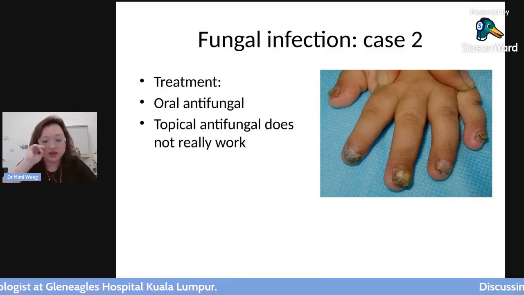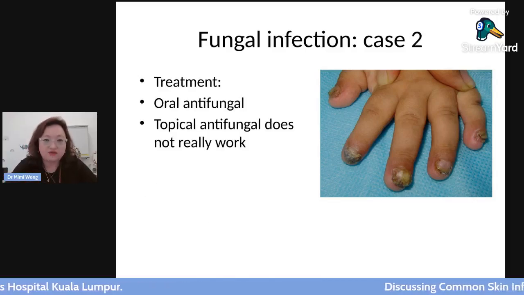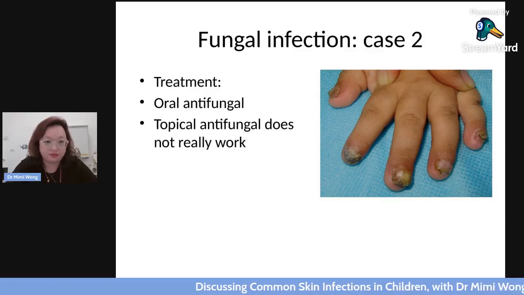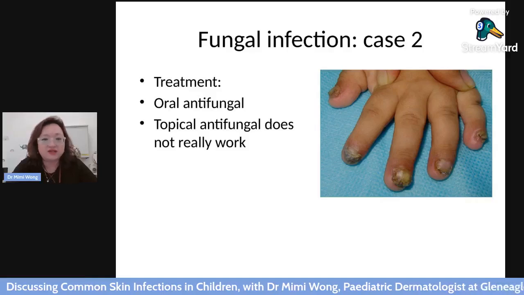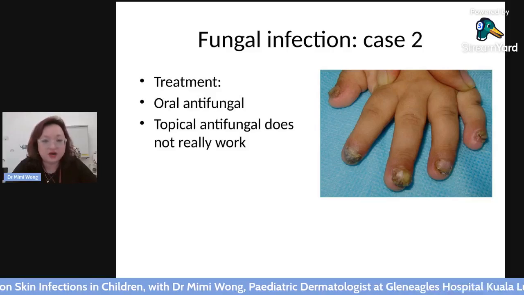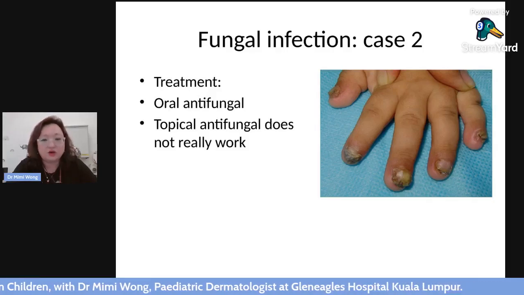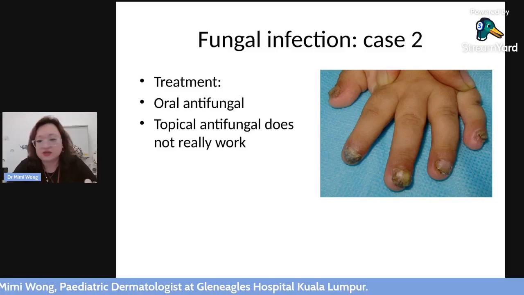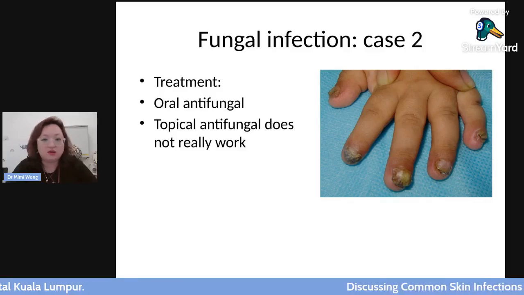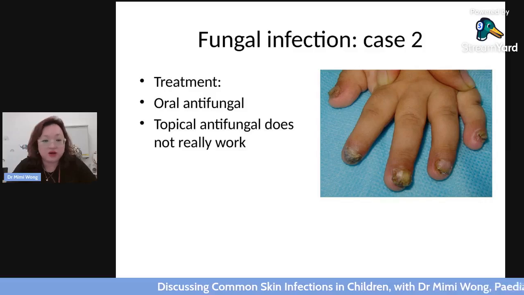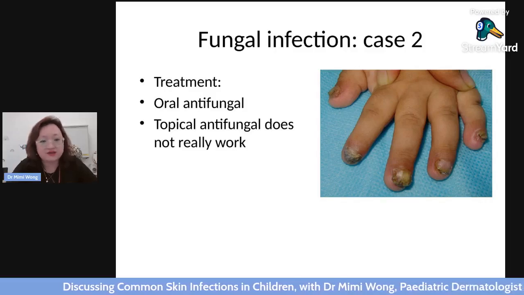So how do we treat this kind of fungal infection? Same as tinea capitis, we cannot use cream because it's too deep. So we have to use oral antifungal, or systemic antifungal, for a prolonged period of time in order to treat this. Otherwise, if you apply cream, it is not going to work, and it can cause more complications. So you should treat properly with the oral antifungal.